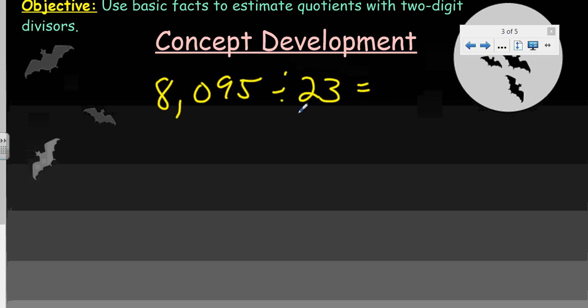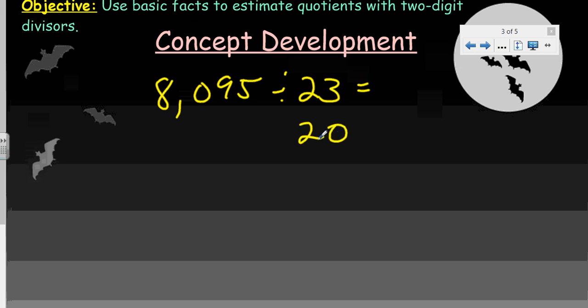Now, looking at this, same thing. Which number should we round first, the whole or the divisor? Well, if we round the divisor first, it's definitely going to let us know what our unit is going to be. So let's go ahead and make that 20.